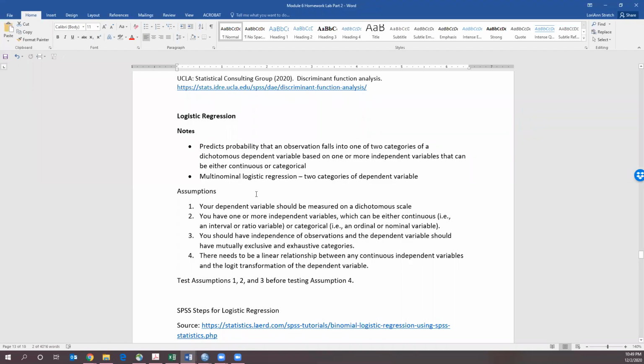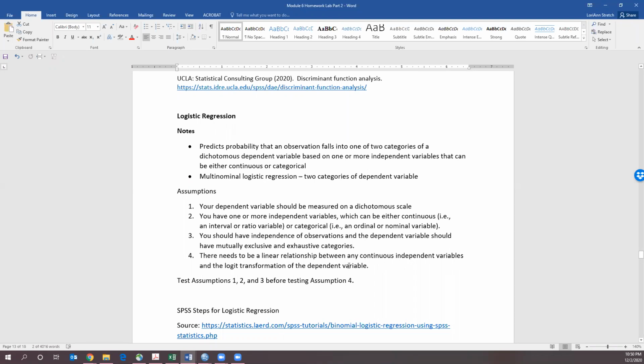Logistic regression is really about predicting the probability or the odds that something is going to fall into one of two categories along a dichotomous outcome variable. You have binary logistic regression, which is just two categories, and then you have multinomial logistic regression. Your dependent variable should be dichotomous, as I've mentioned. You can have one or more independent variables. They can be continuous or categorical.